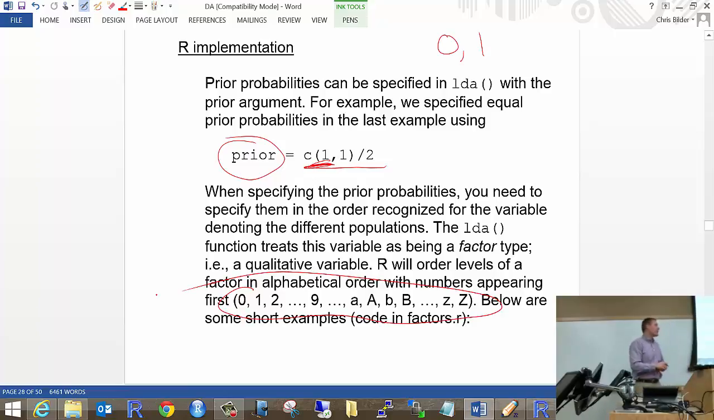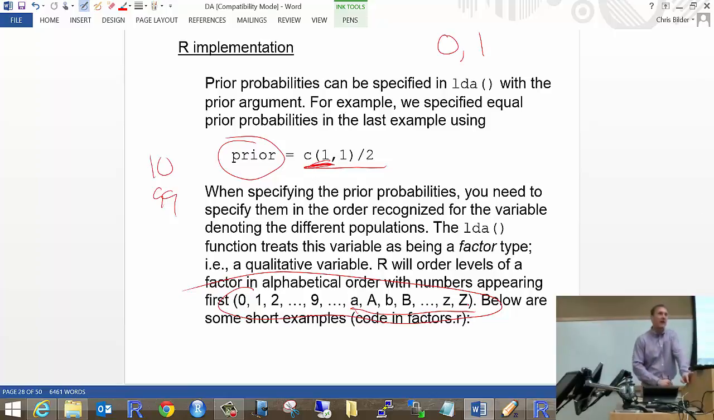It puts the numbers first. So if for some odd reason you had the numbers 10 and 99 as a way to symbolically denote your two populations, it will treat 10 as population 1 and 99 as population number 2. Okay? But what happens if you had actual letters in there? Well, that's how it does the ordering here.